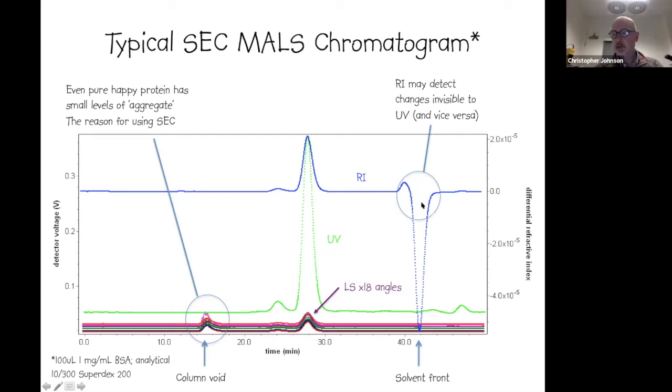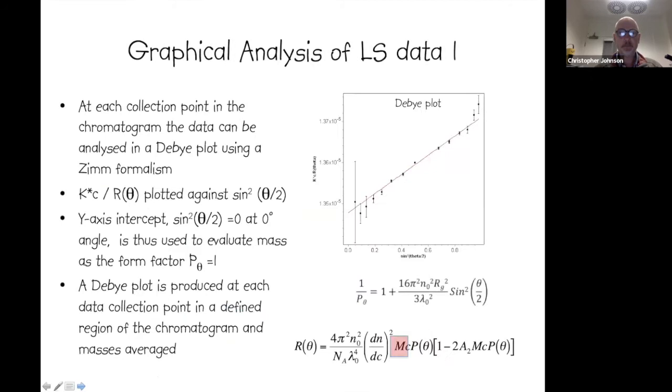Here at the end of the separation, refractive index is particularly sensitive to changes in solvent. And obviously, often your sample might be in a slightly different buffer when it's injected onto the column, and different from the running buffer. And so you tend to see this solvent front as a large change in refractive index. In terms of UV and light scattering, there's no signal at all. So this large deflection is due to solvent differences.